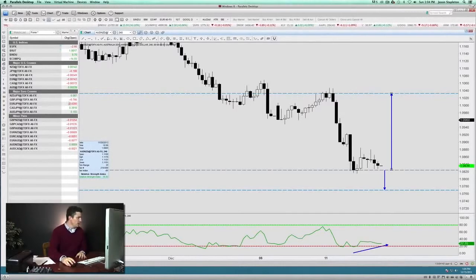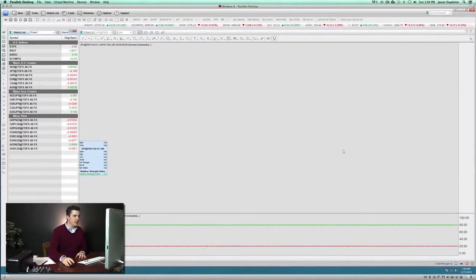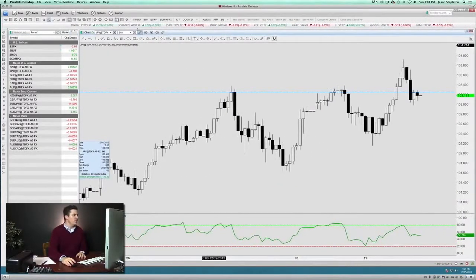So now I want to move over to the last thing that we're going to talk about, which is the Japanese yen. And I want to discuss with you guys a little bit about stop placement.